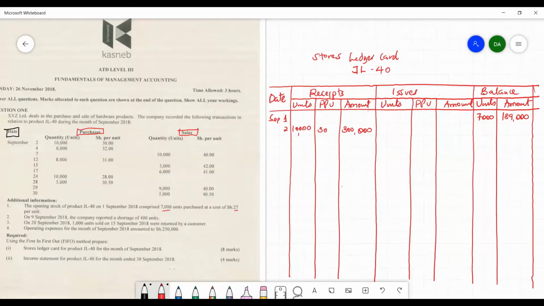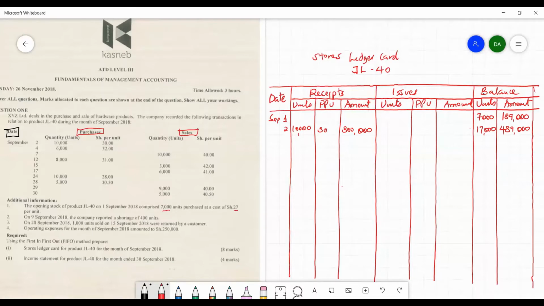We update the balance after every transaction. In this case, if we are updating the balance, then we are going to have 10,000 plus 7,000. We need to add this 7,000 plus this 10,000. That is for the units. And if we add the two, we're going to have 17,000 as the total now. Also add the amount, which is 300,000, add 189,000, so that we're going to have 489,000. The amount is going to be 489,000. That is the second transaction, on 2nd.